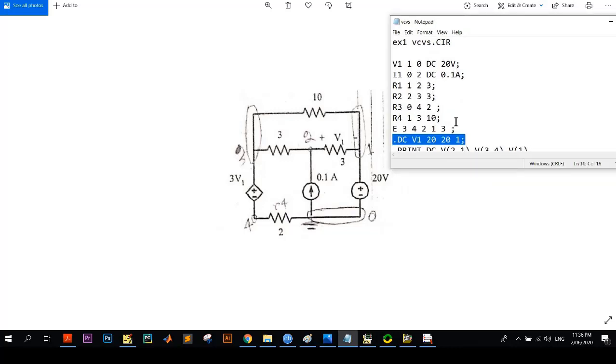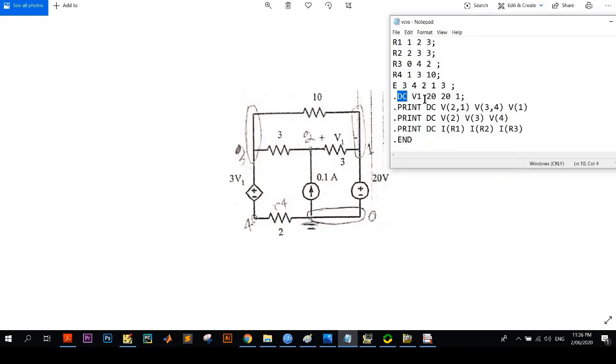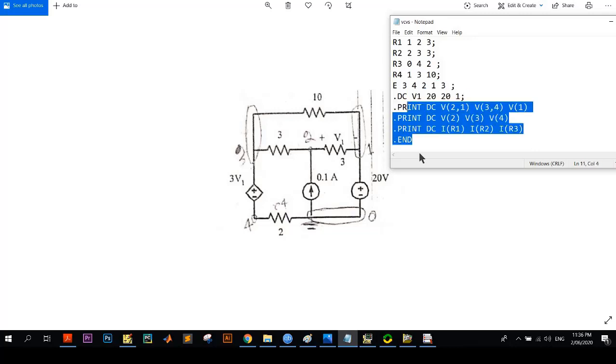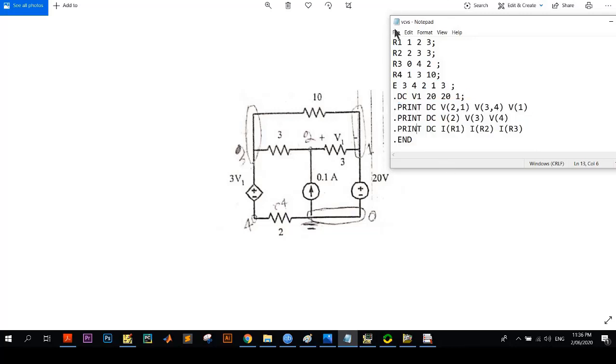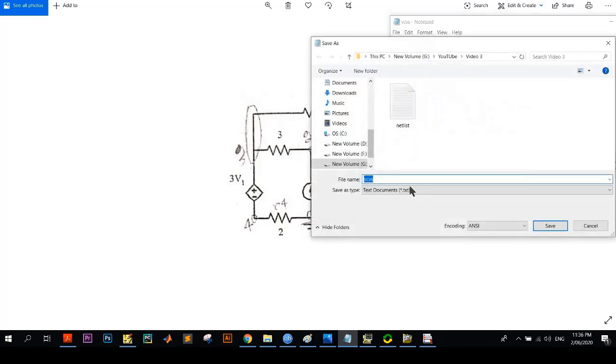So here we write the gain, and then we invoke our print command by using .dc v1 20 20 1. And if you don't know why we use this, please check my earlier videos. I've explained this earlier. And then we wrote .print dc v(2,1), the node voltages we want to know. Okay, so let me save this as .cir.